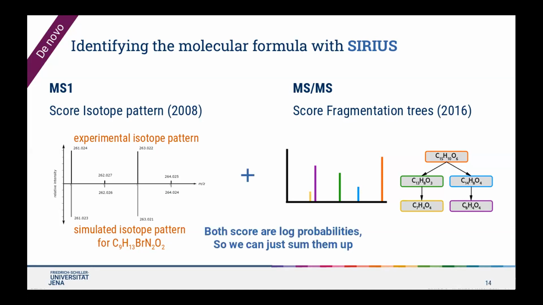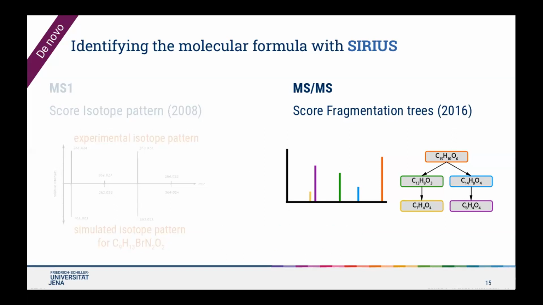Yeah, the good thing is both of these methods give us log probabilities as scores, which just means you can sum them up and have a combined score that makes sense. So we don't have to think about that. But yeah, now let's explain this fragmentation tree a bit more.